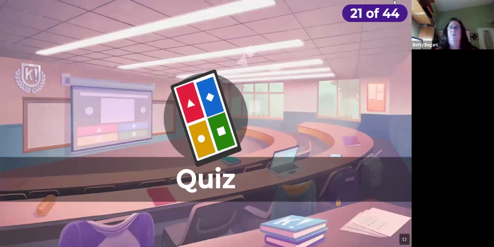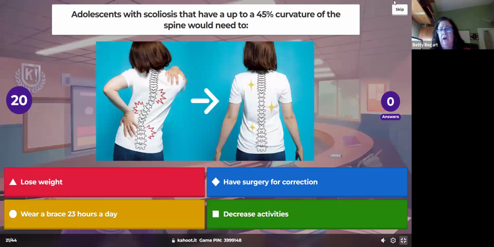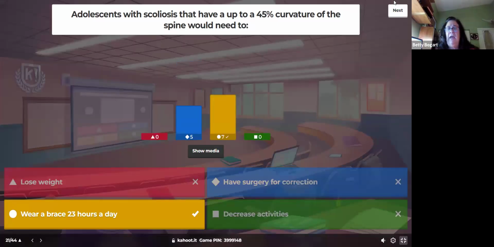What do you need to know about scoliosis? Adolescents with scoliosis that have up to a 45 degree curvature of the spine would need to do what? What is treatment? Up to 45. How do we treat it? And remember, up to about 45 is only a brace and physical therapy. After that, it's surgery, okay? How do we take care of it? Physical therapy, brace 23 hours a day.